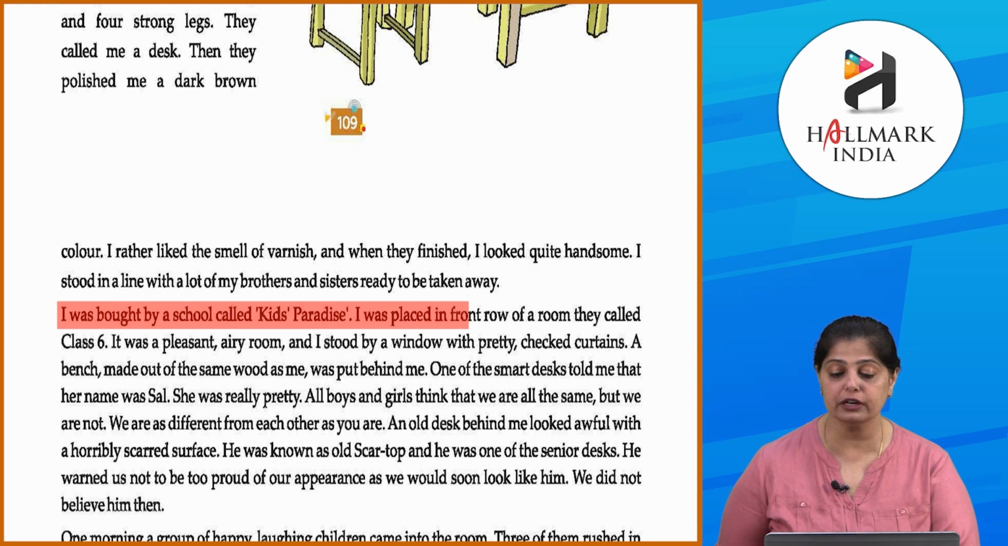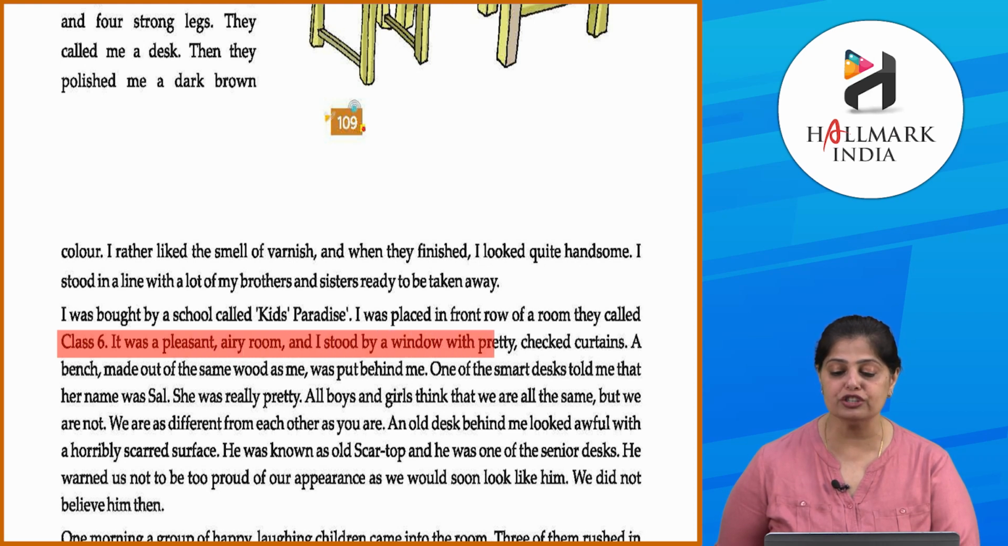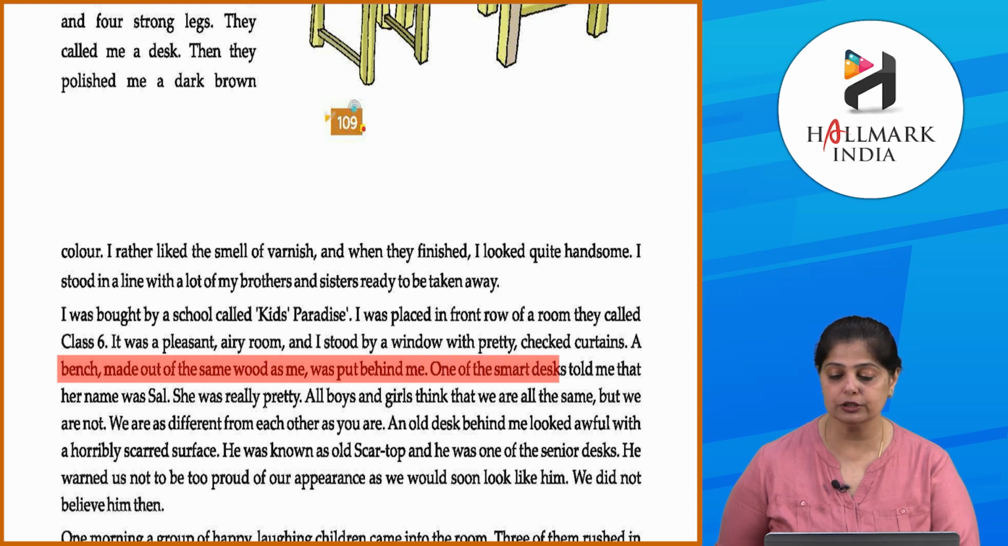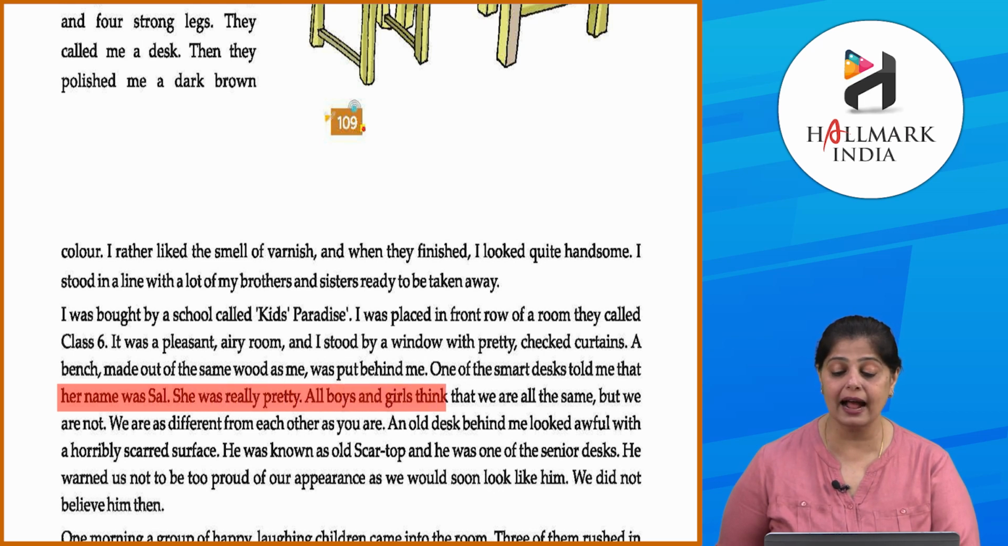I was placed in front row of a room they called Class 6. It was a pleasant, airy room, and I stood by a window with pretty checked curtains. A bench made out of the same wood as me was put behind me. One of the smart desks told me that her name was Sal. She was really pretty. All boys and girls think that we are all the same, but we are not. We are as different from each other as you are.